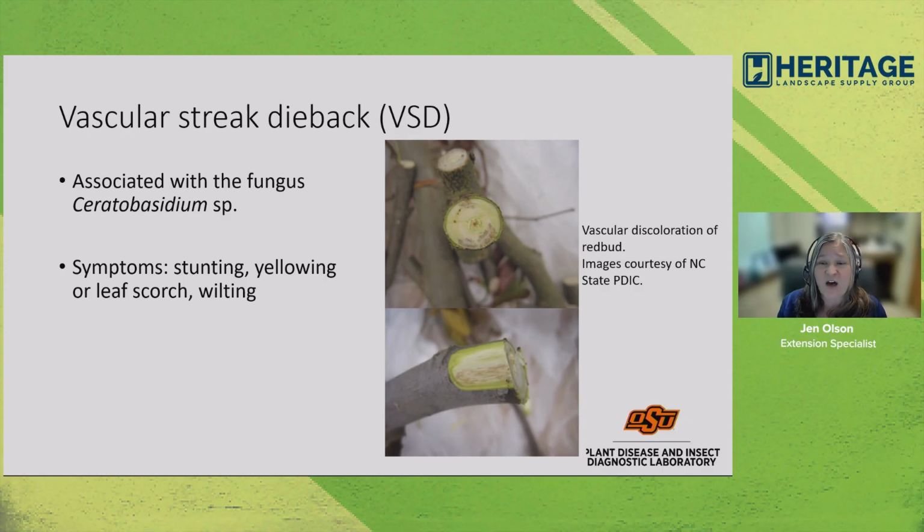A lot of times we find this disease with other problems. So there may sort of be a synergistic effect. If you have one problem, you get a lot of problems. So we saw the yellowing and leaf scorch and wilting on the previous slide. Some of that vascular discoloration.